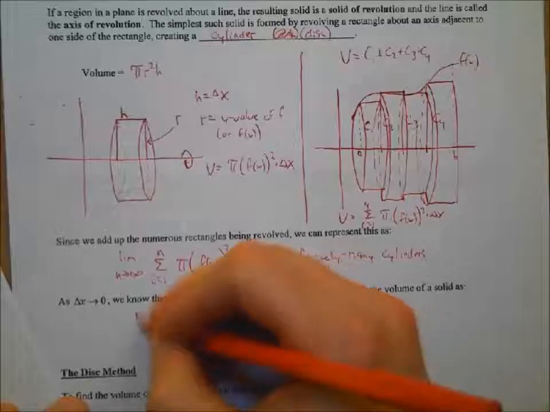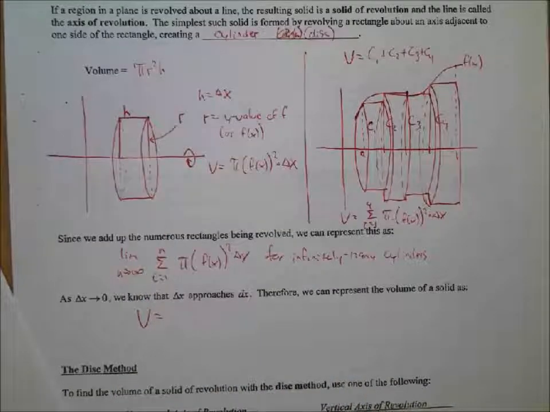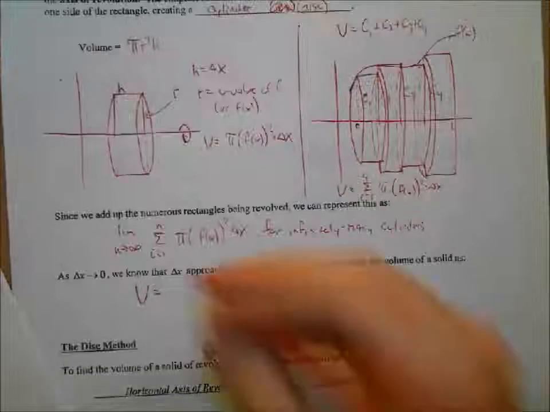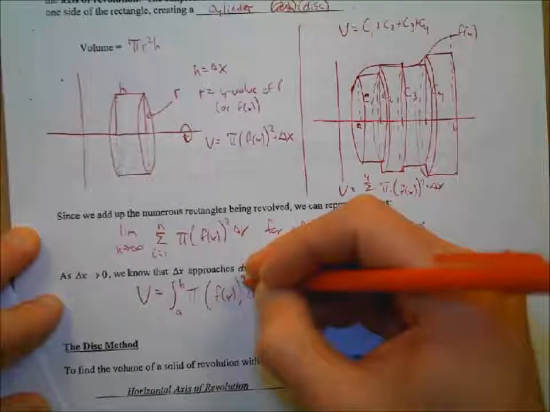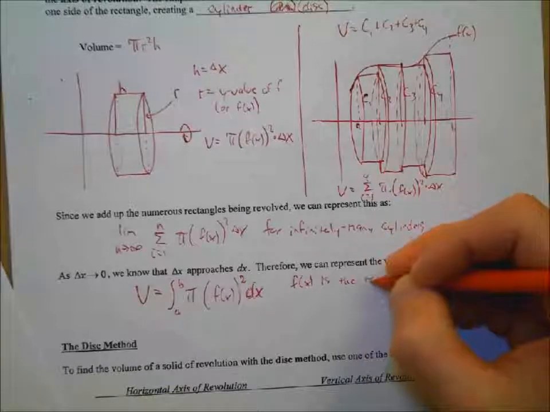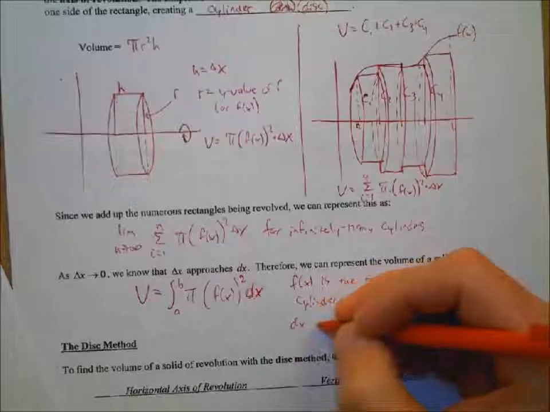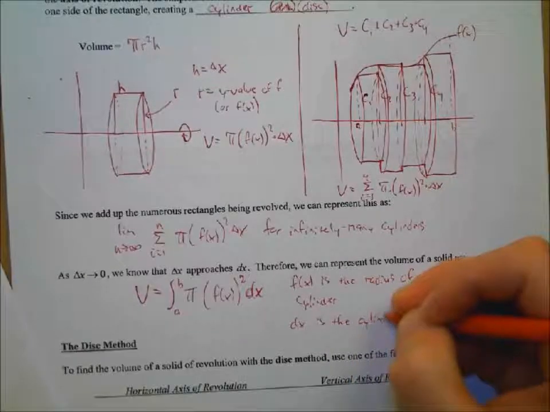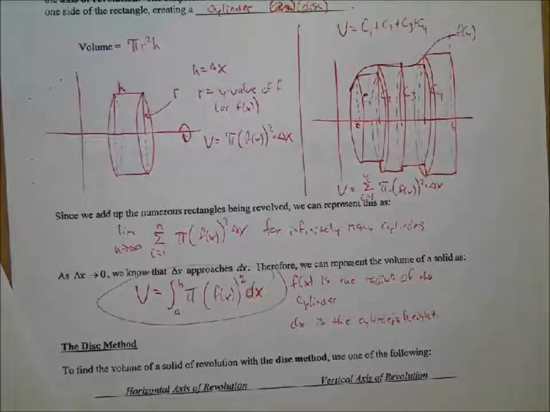And so as it turns out, the volume, as delta x approaches zero, we know that delta x becomes just that dx, as the heights shrink down so we can fit more and more of those cylinders in that same interval. That delta x becomes a dx, and so we integrate from a to b, pi times f of x squared dx, and that is our integral. F of x is the radius of the cylinder and dx is the cylinder's height. So really this is what you should be most familiar with right there. That's the formula. That is the volume of a solid of revolution.